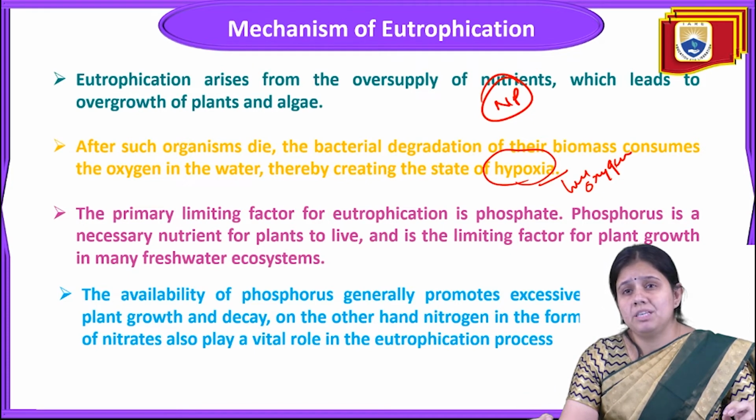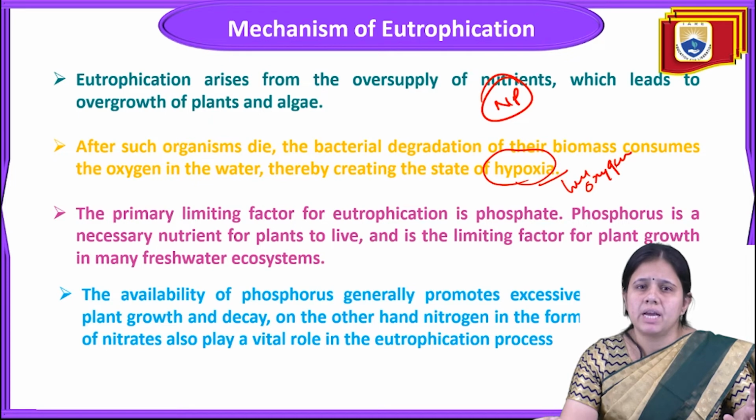The primary limiting factor of eutrophication is phosphate. Phosphate is a necessary nutrient for plants to live, and it is a limiting factor for plant growth in many freshwater ecosystems. So phosphate is also a reason behind this eutrophication.